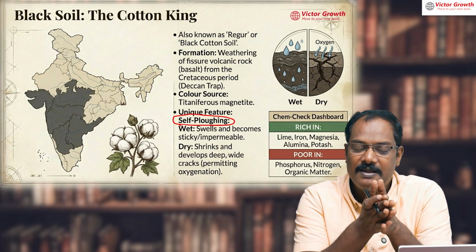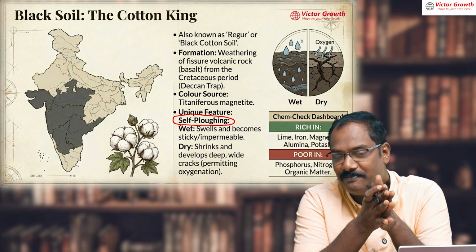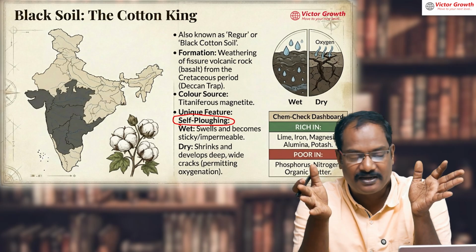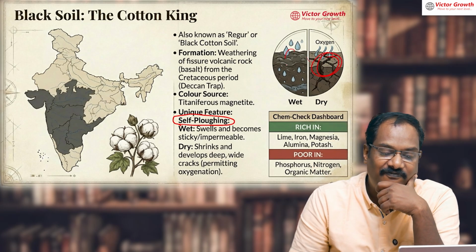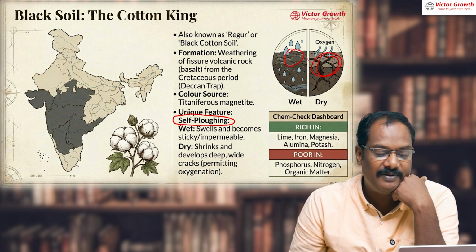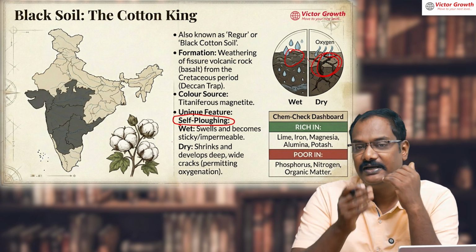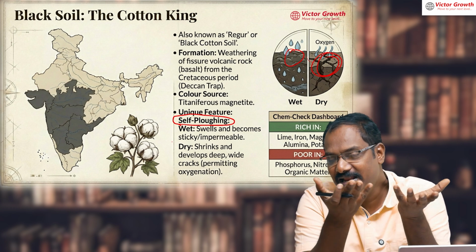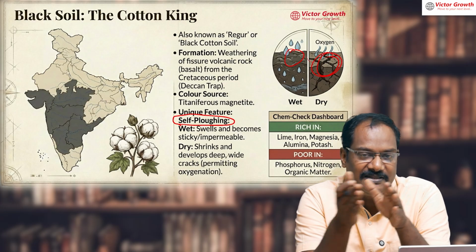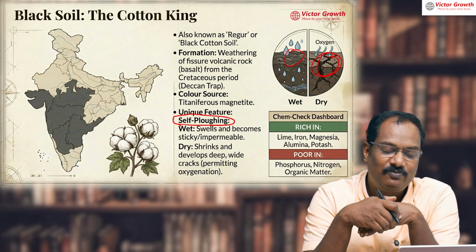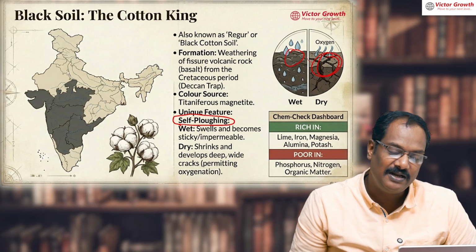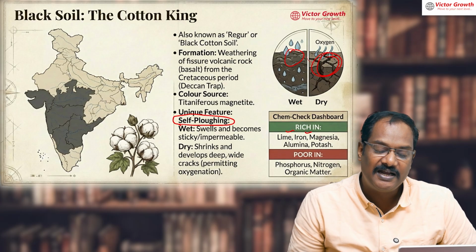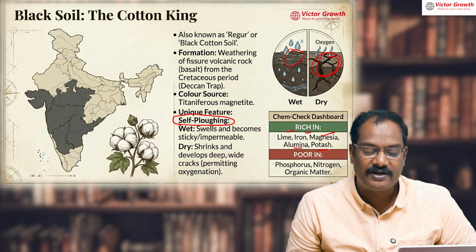How is it self-plowing? Because when it is dry, when it is summer, it will crack. Yes, it will crack like this. Okay, you can see there is cracking. But when water is coming, when the rainfall is coming, it becomes sticky. So the swelling happens when the cracks close. This zigzag movement creates self-plowing. Thereby, this soil is very fertile. Very fertile soil, rich in lime, iron, magnesia, alumina, potash.